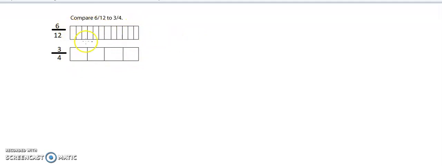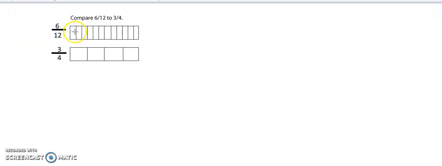I cannot compare a model that uses a rectangle to a model that uses a circle, because they're not the same size and same shape. And then the second rule is you have to tell whether one is greater than, less than, or equal to the other. So let's look at our first one and compare 6/12 to 3/4.